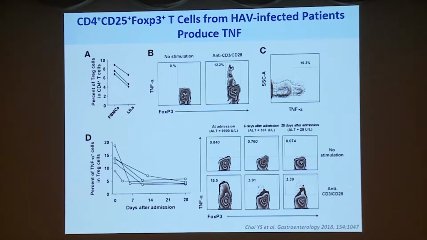And 1 month later, when ALT was really normalized, the TNF-alpha positive Treg cells were not so much observed in this stable stage. So with this data, we conclude that maybe the TNF-alpha positive Treg cells are present during the disease status. After resolution from the disease, there's no more of this kind of phenotype in Treg cells.